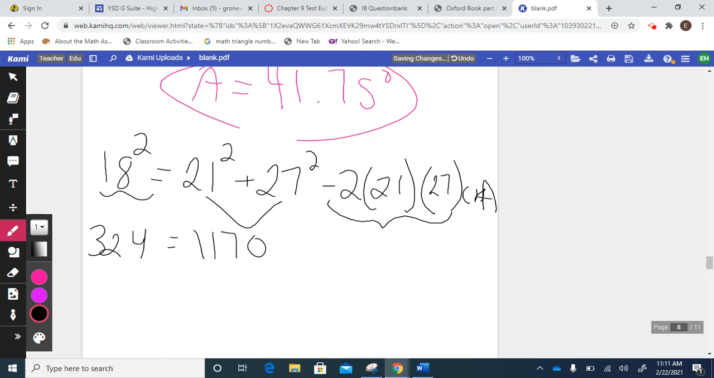The reason why I'm doing the right side in two chunks is because the 2, 21, and 27 is still multiplying by cosine A, so I cannot combine those with the subtraction sign. According to PEMDAS, I have to do those two separately. So 2 times 21 times 27 is 1134 cosine A. Now I can begin moving things away from the cosine A. I'm going to start off by subtracting the 1170.